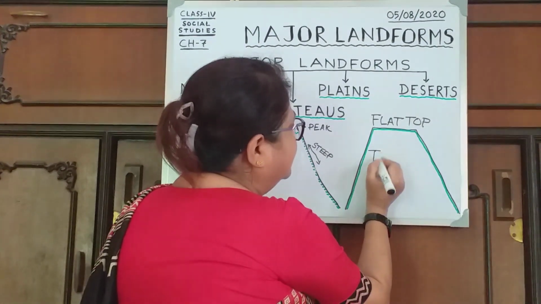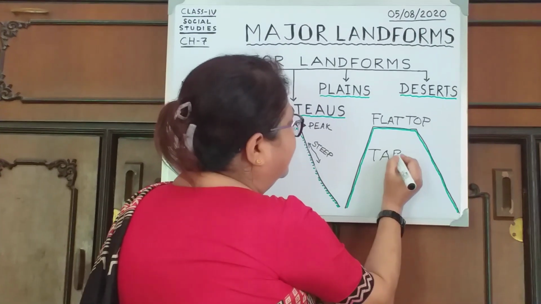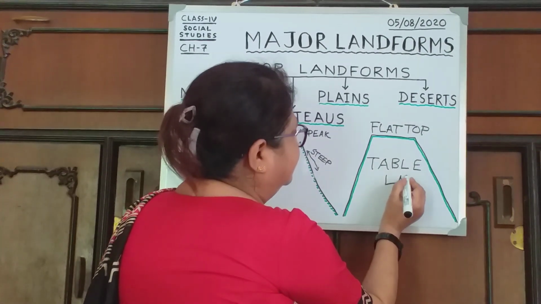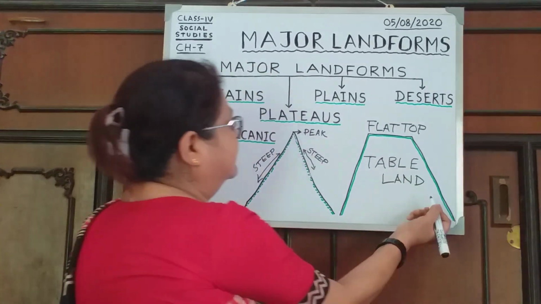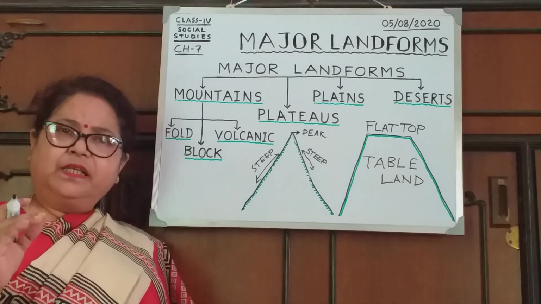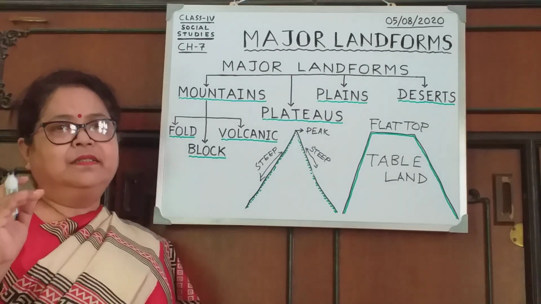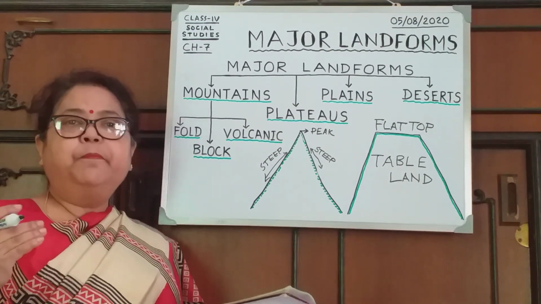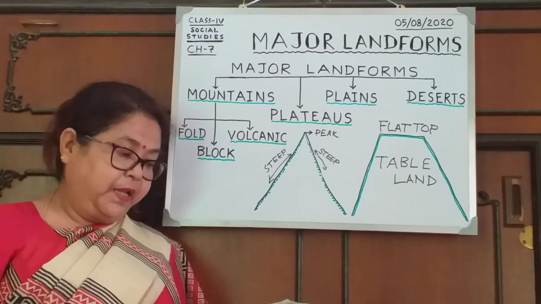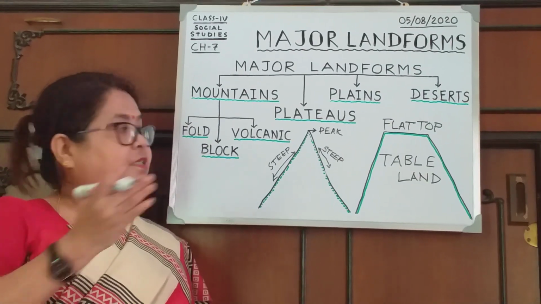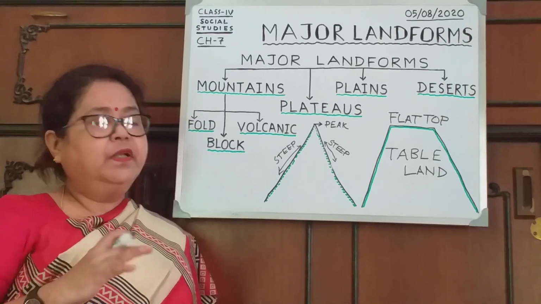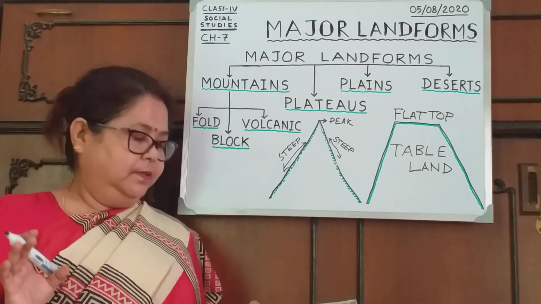So a plateau is also called tableland. Okay. Now plateaus are always lower in height than mountains. For example, the Deccan Plateau in India, and the Tibet Plateau is the highest plateau. And you know children, these plateaus are the storehouse of minerals. Different types of minerals are found here.